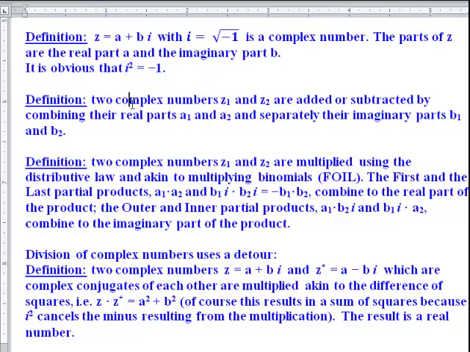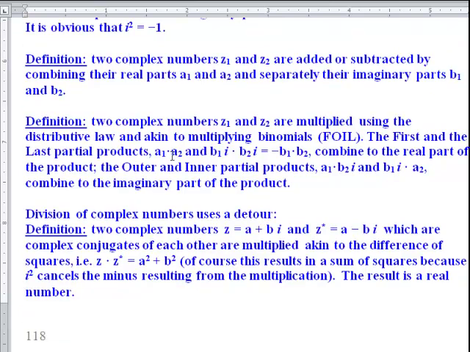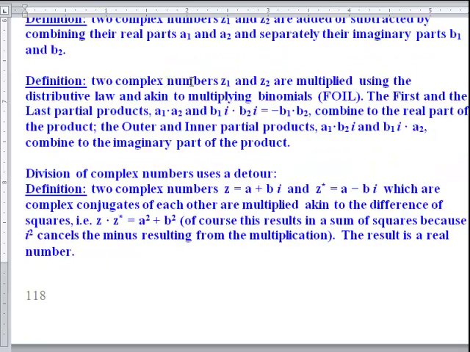and then it's obvious that when you square i, you come up with negative 1 as you square the square root of negative 1. Another definition to complex numbers: z1 and z2 are added by combining their real parts and separately their imaginary parts. Two complex numbers, z1 and z2, are multiplied using the distributive law.